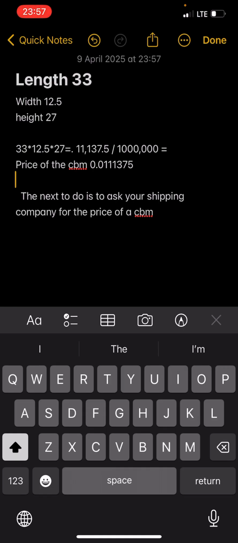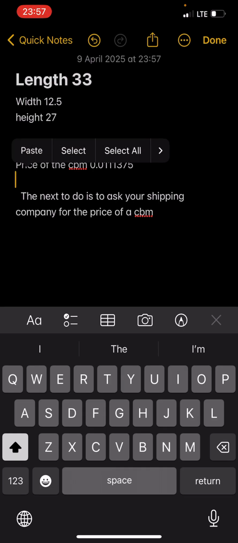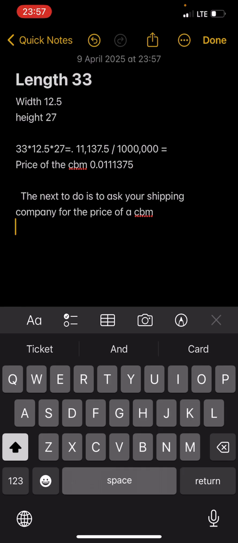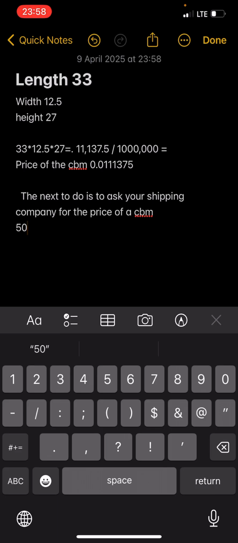After you've gotten the CBM of this bag, this bag we are buying is not up to a CBM. You know, a CBM is that big container. It's very, very big. So we are not buying up to a CBM. We need to ask our shipping company how much is the price of a CBM. You go ahead and ask your shipping company. My own shipping company said the price of their CBM is 500,000 naira.